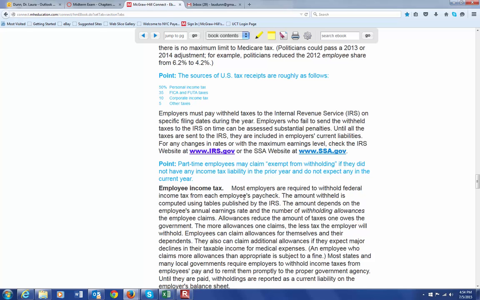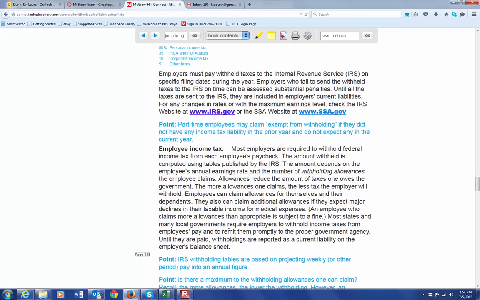If an employer doesn't take it out of your check, they can be given very serious fines for not doing that. Now, the amount that's taken out of your check is based on tables that include the amount of money that you're making and the number of exemptions that you claim.